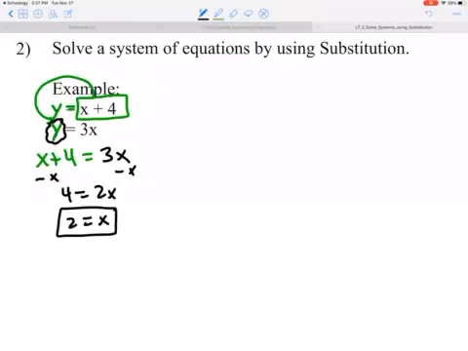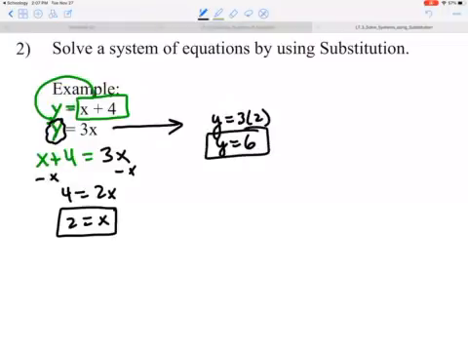Now that I have what x is, I can take one of the two original equations and plug it in. So I get y equals 3 times 2, so y is equal to 6. I have what x equals 2, I have what y equals 6. Let's double check that that works for both equations.